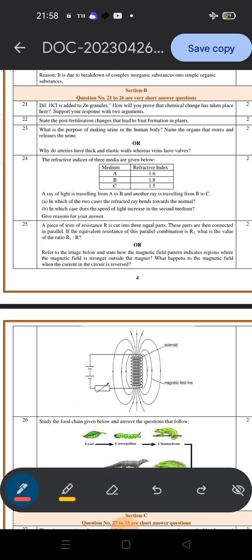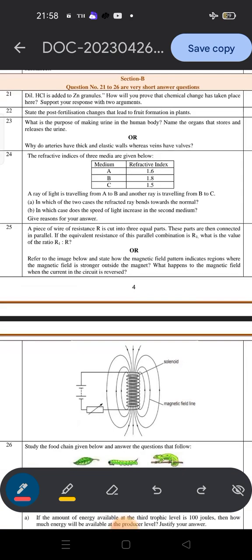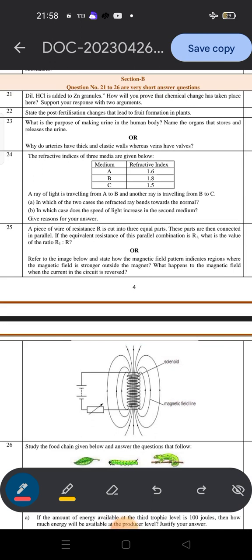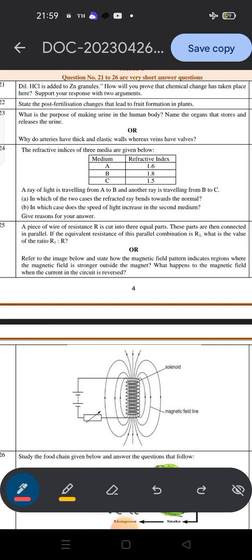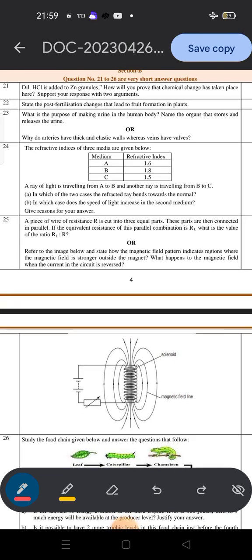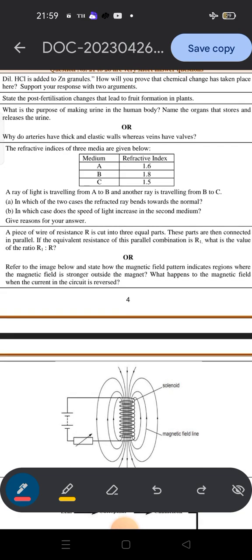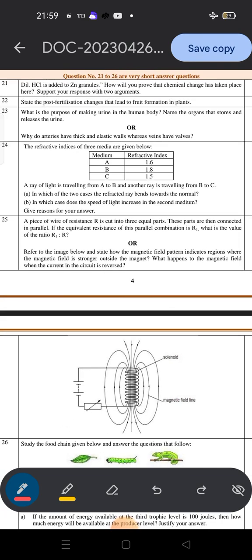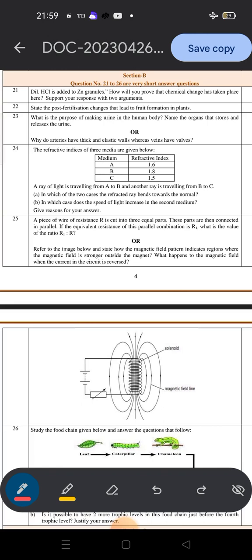You can see the refractive indices of three media are given below. In the table, there are three media, namely A, B and C, and the refractive indices are given as 1.6, 1.8 and 1.5 respectively. A ray of light is traveling from A to B and another ray is traveling from B to C. In which of the two cases does the refracted ray bend towards the normal?